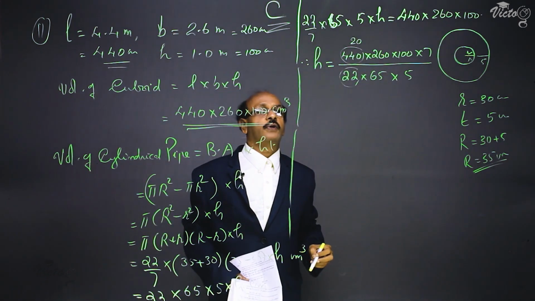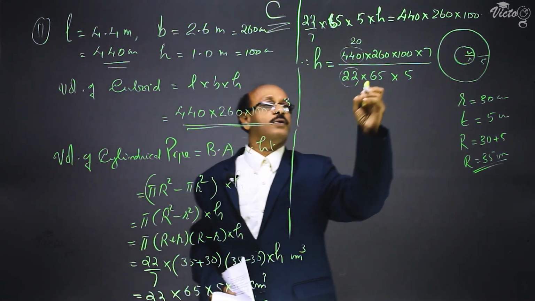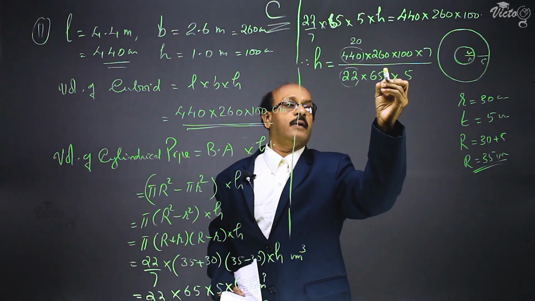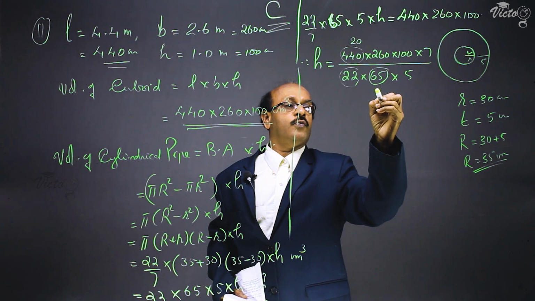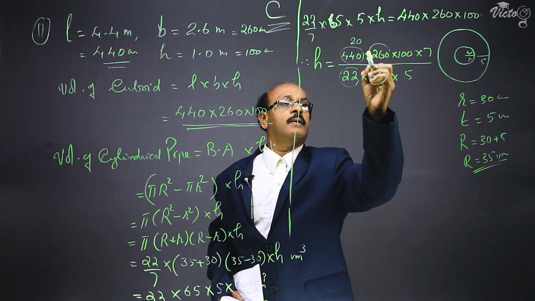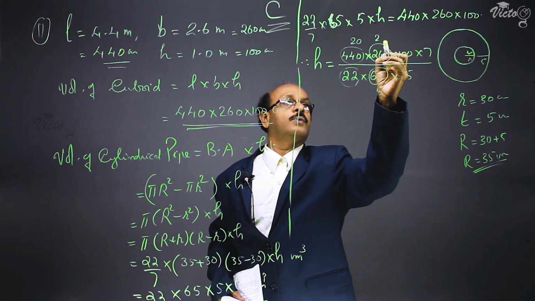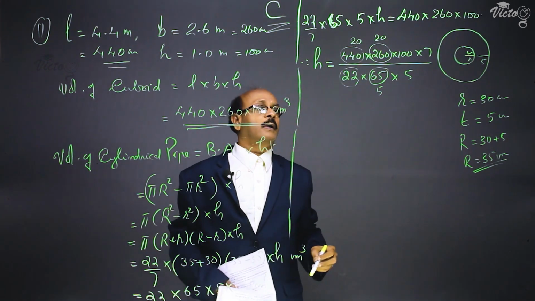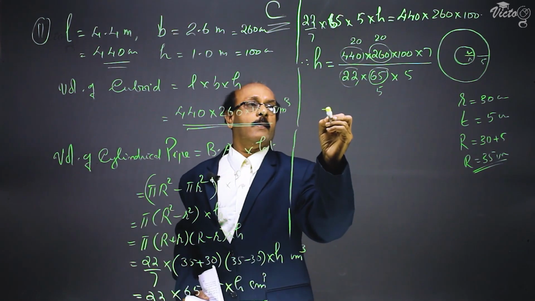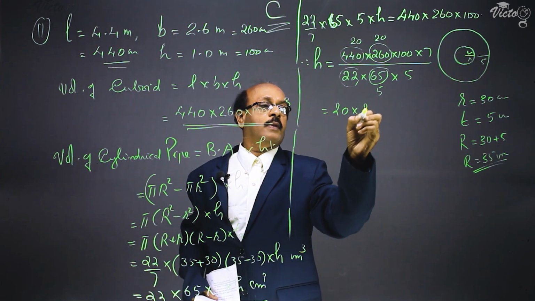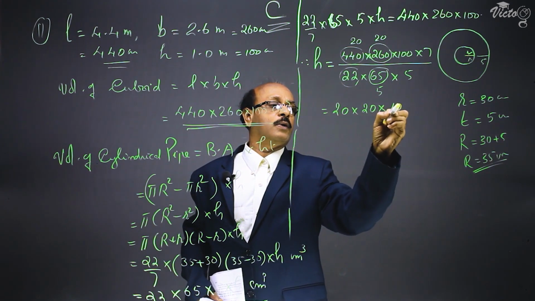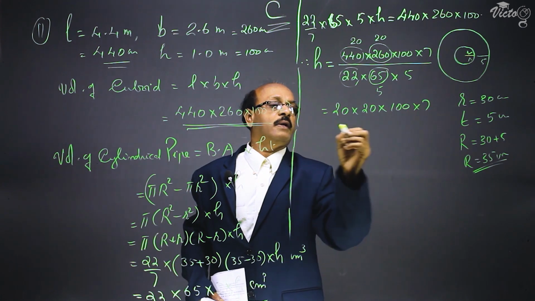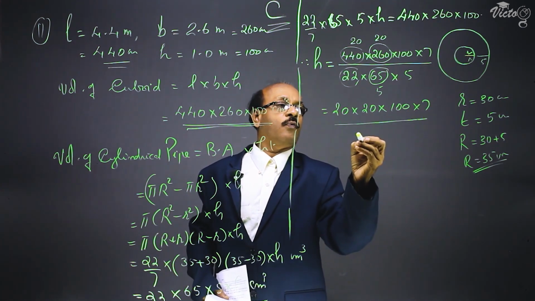22 into 2 is 44, then 0. Here also we can cancel with 13. 13 into 5, 13 into 2, then 0. 13 into 2 is 26. Now 20 into 20 into 100 into 7 divided by 5 into 5.